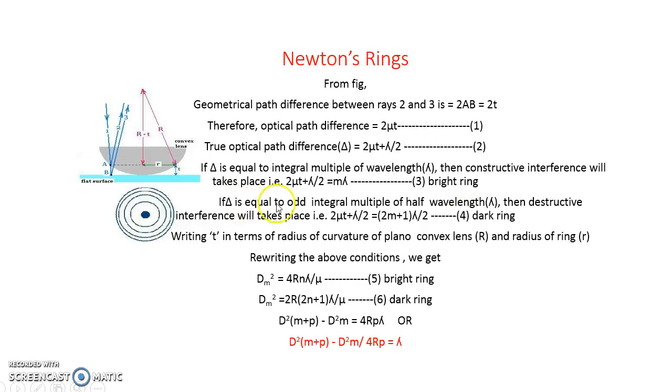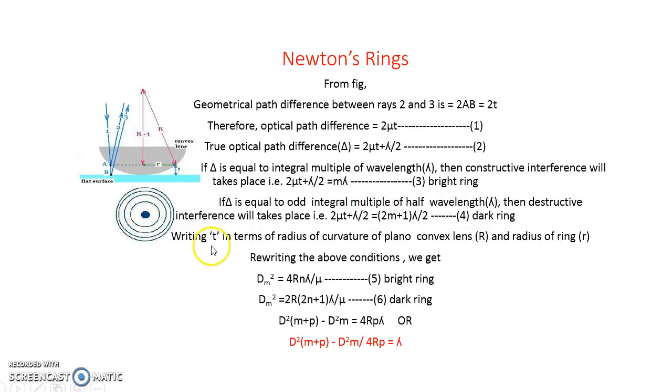Or if delta is equal to an odd integral multiple of half wavelength lambda, then destructive interference will take place. That is, 2 mu t plus lambda by 2 equals (2m plus 1) lambda by 2. This is a dark ring. So equations 3 and 4 give the conditions for constructive and destructive interference respectively.